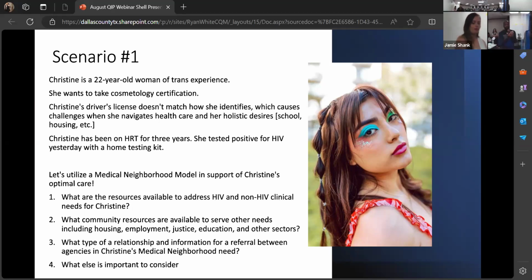Then we talked about what additional resources are available based on her needs assessment. What is important to Christine, so that we're looking at the entirety of it. Some of the other things I didn't know, I'm going to be honest, I was a little green on. I didn't know you could get an HIV self-test at Walmart. I literally just found that out 10 minutes ago.